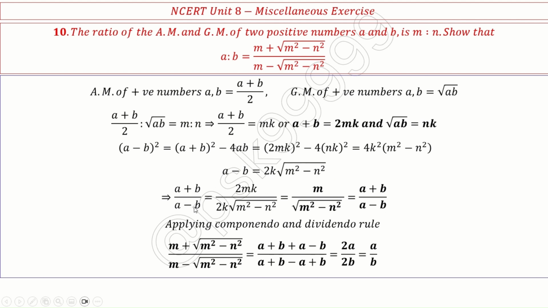So (a plus b) by (a minus b) is 2mk divided by 2k into square root of m square minus n square, which, if I simplify, is m divided by square root of m square minus n square. This is my (a plus b) by (a minus b).